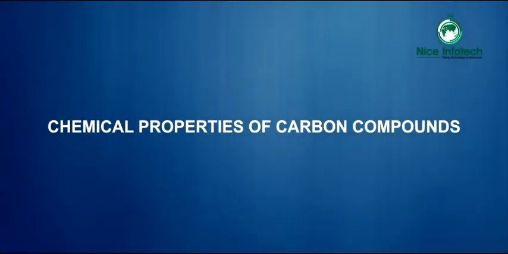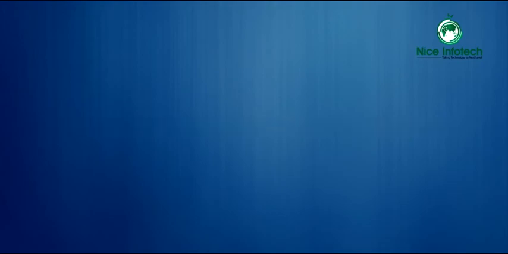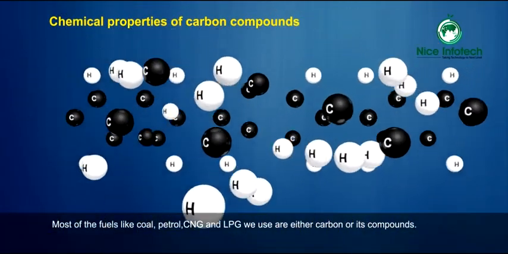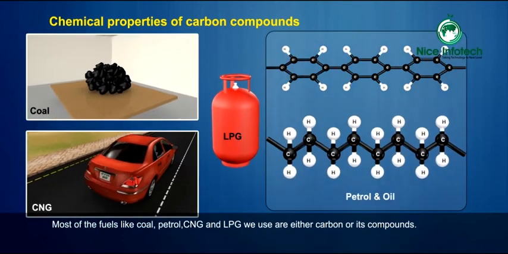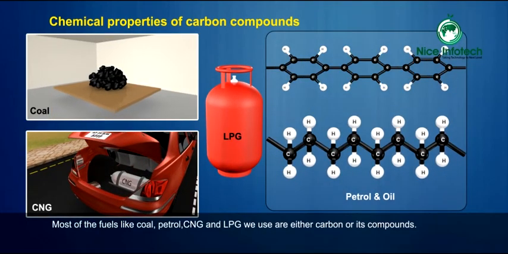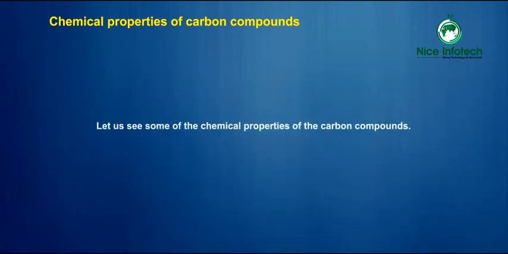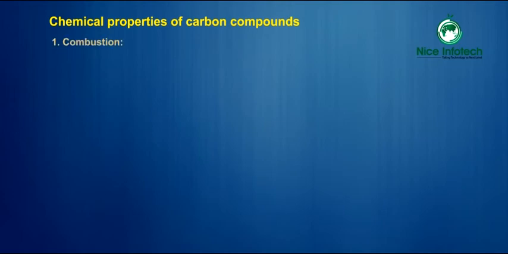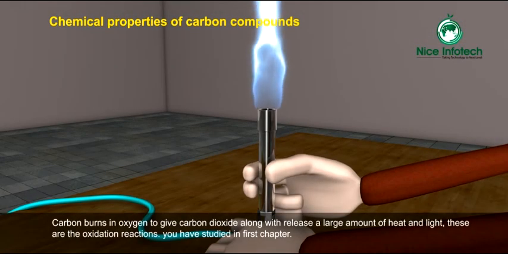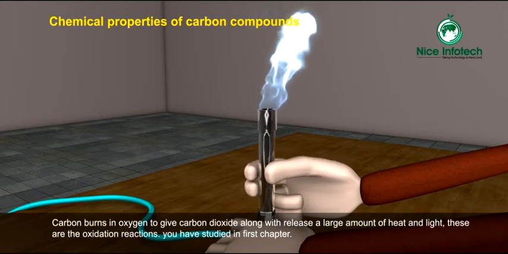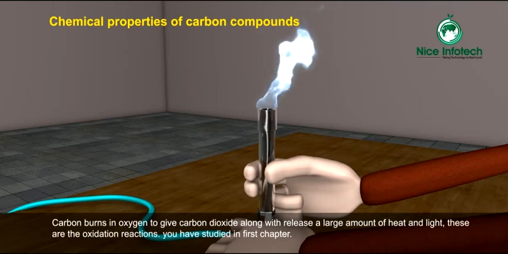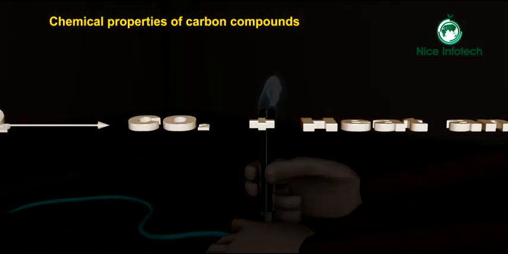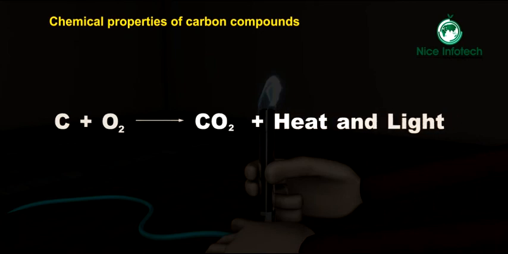Chemical properties of carbon compounds. Most of the fuels like coal, petrol, CNG and LPG we use are either carbon or its compounds. Let us see some of the chemical properties of carbon compounds. 1. Combustion. Carbon burns in oxygen to give carbon dioxide along with the release of a large amount of heat and light. These are the oxidation reactions you have studied in the first chapter. C plus O2 gives CO2 plus heat and light.